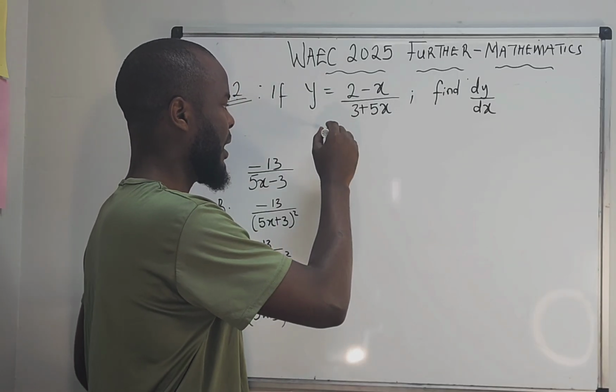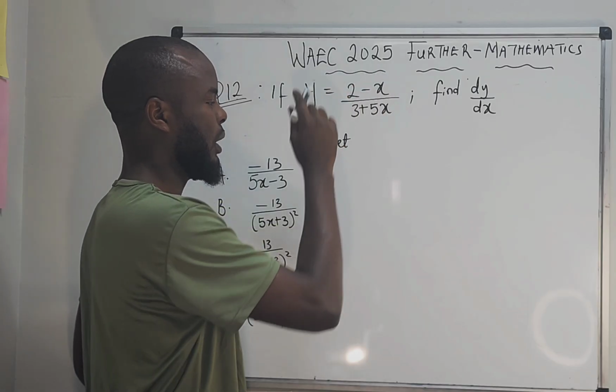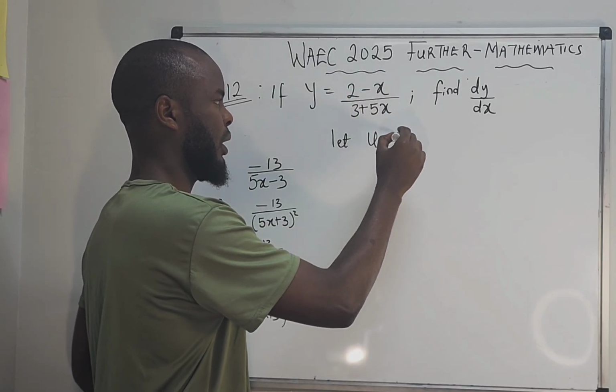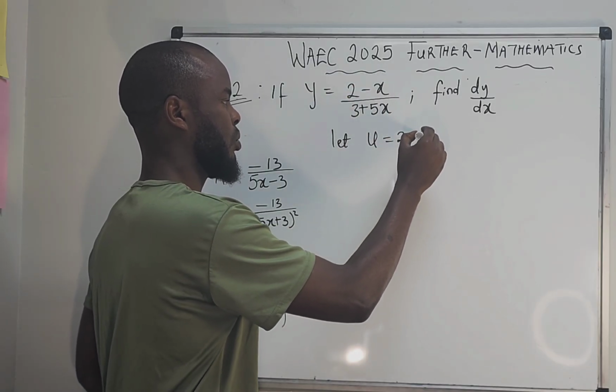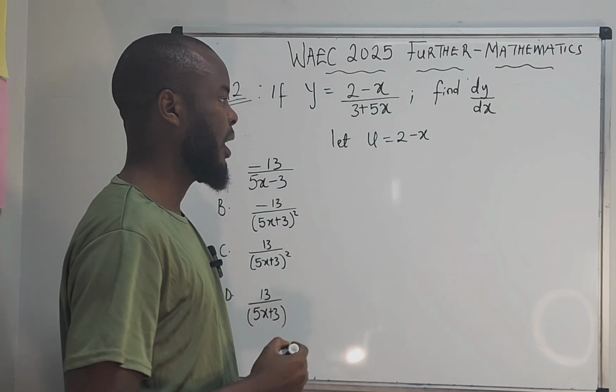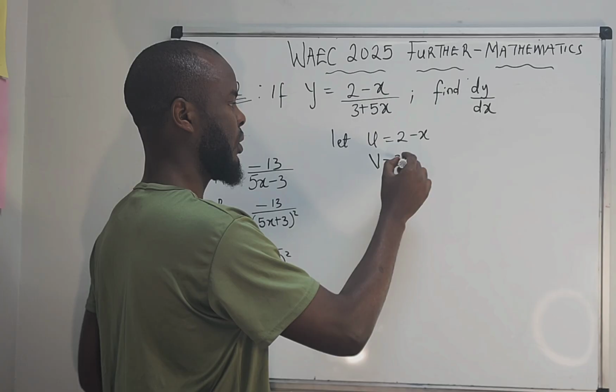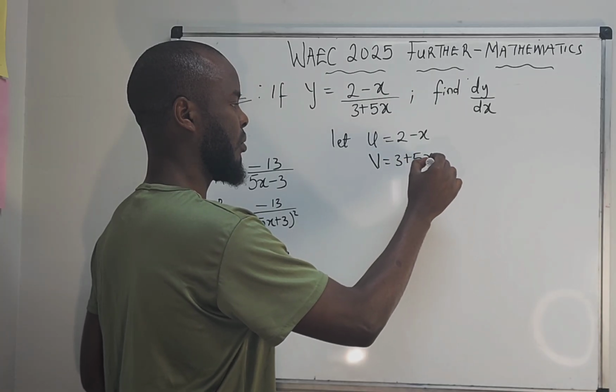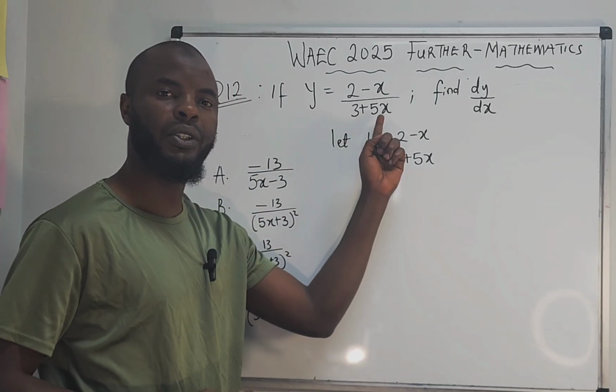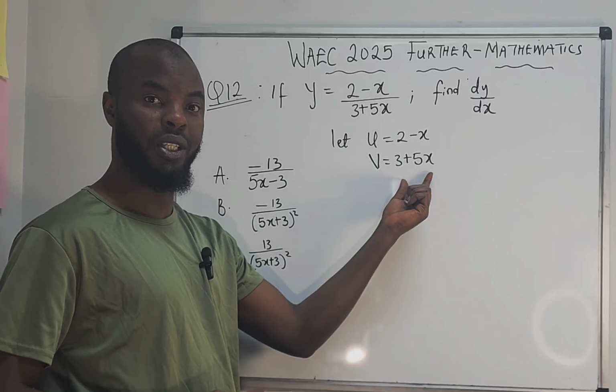So to do this, let the numerator be u. Let u be equal to 2 minus x. And also let v be equal to 3 plus 5x. So the numerator is u and the denominator is v.